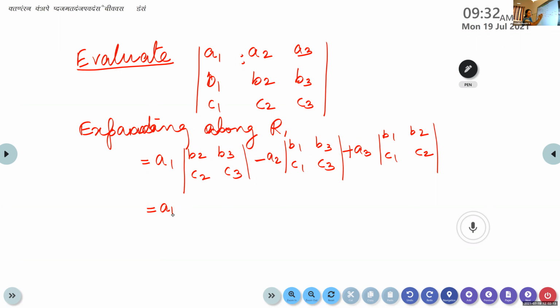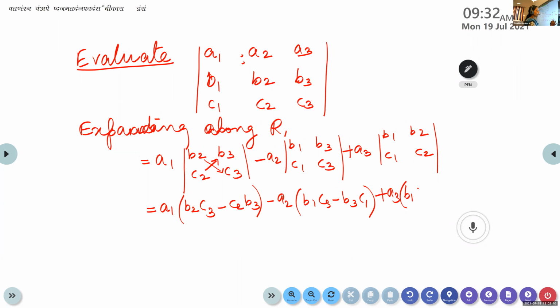Now look at the next step. This is a 2 by 2 determinant, and we know how to expand it: from here to here, minus these two. So A1 into (B2 C3 minus C2 B3), minus A2 into (B1 C3 minus B3 C1), plus A3 into (B1 C2 minus B2 C1). Is it okay?